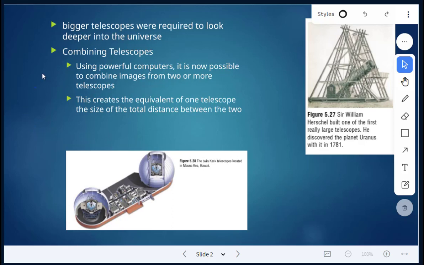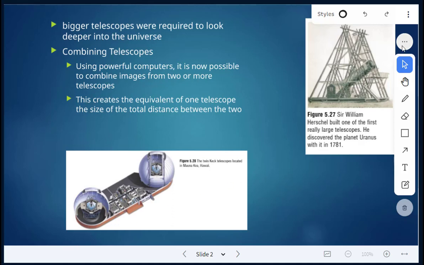And we did talk about combining telescopes a little bit when we were in our last topic, but now computers are also used. So using powerful computers, it's now possible to combine images from 2 or more telescopes, and that creates the equivalent of one telescope the size of the total distance between the two. So for example here, these are the twin Keck telescopes located in Hawaii.